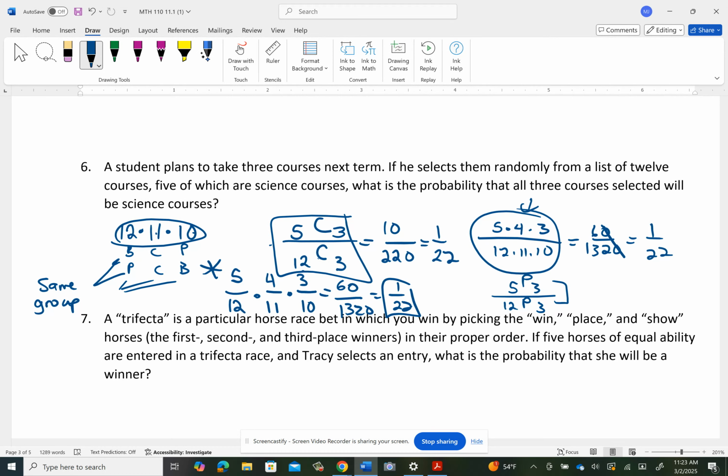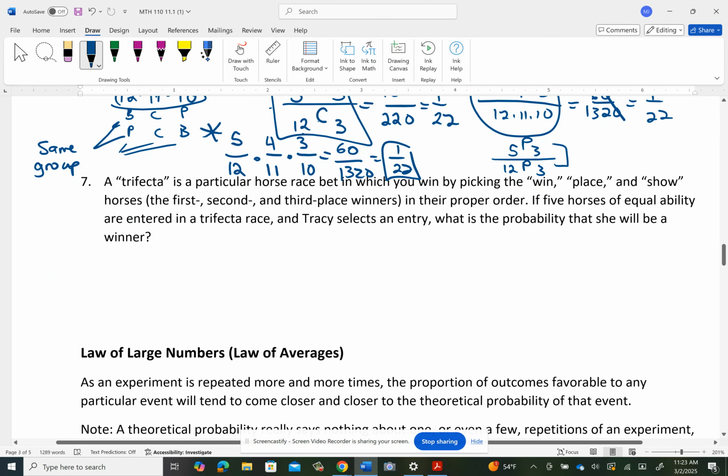All right, now let's think about number 7. Here, they're talking about something called a trifecta. That's a horse racing term. If you pick the horse you think is going to win, the one you think is going to place, and the one you think is going to show. So that's like first, second, third place winners. And you select them in a certain order. So you're going to say who won, who's second, and who's third.